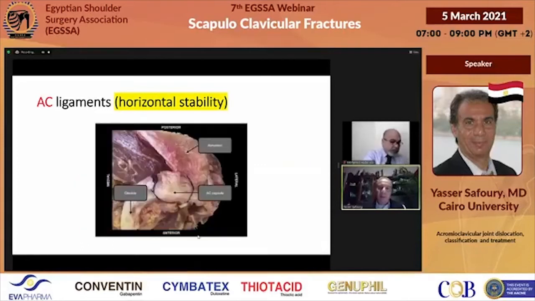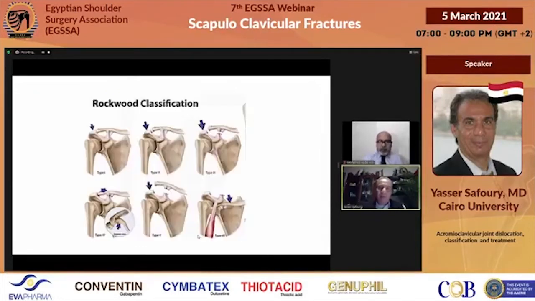Horizontal stability of the AC joint is through the capsule and strong ligaments, which are in the posterior superior part and the anterior inferior part, and these are responsible for the horizontal stability of the joint.